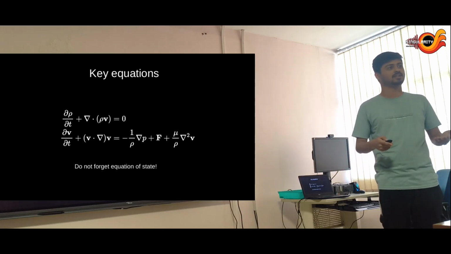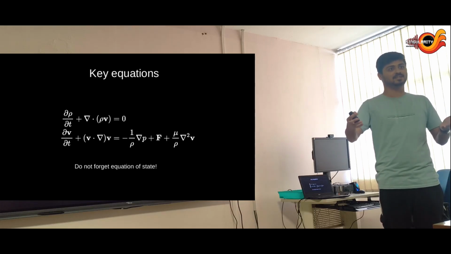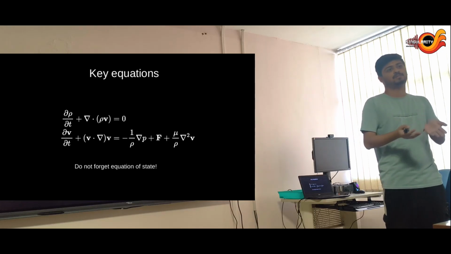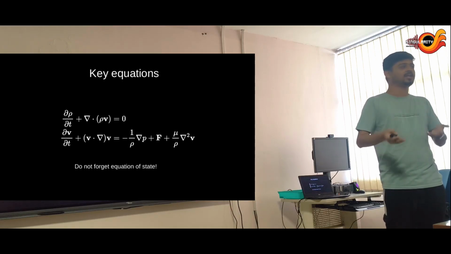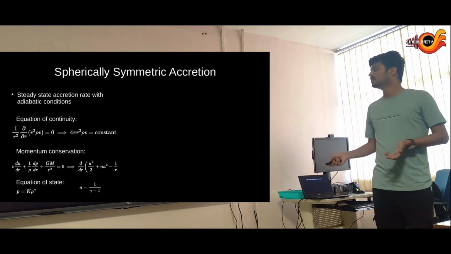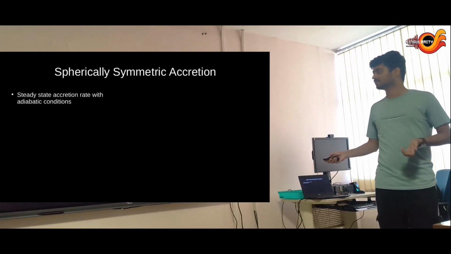There's also the equation of state, right? A relation between pressure and density. For example, P equal to nRT, or for adiabatic, P equal to K rho raised to gamma. So, let's come to spherical symmetric accretion.